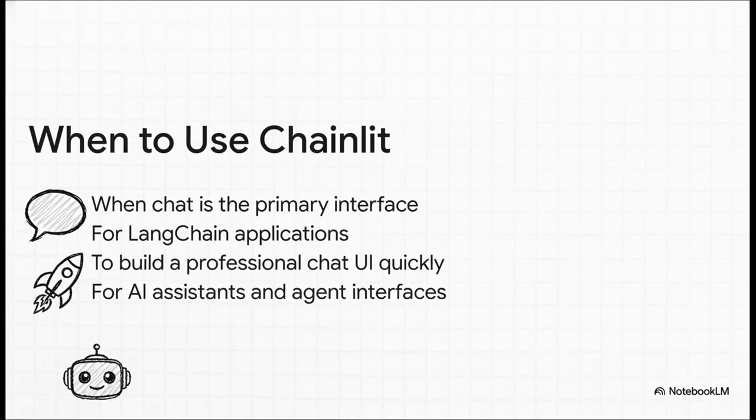So let's make it super simple. When should you use Chainlit? You should absolutely reach for it when conversation is the main point of your app. If you're using LangChain, it's a no-brainer. If you need something that looks professional right out of the gate without a lot of fuss, and if you're building AI assistants or agent interfaces, yeah, Chainlit is almost certainly your best bet.